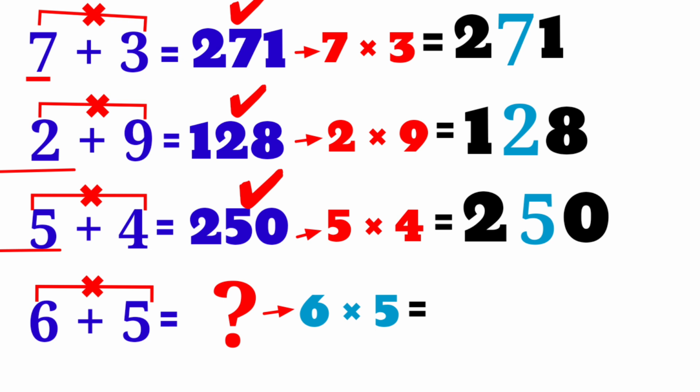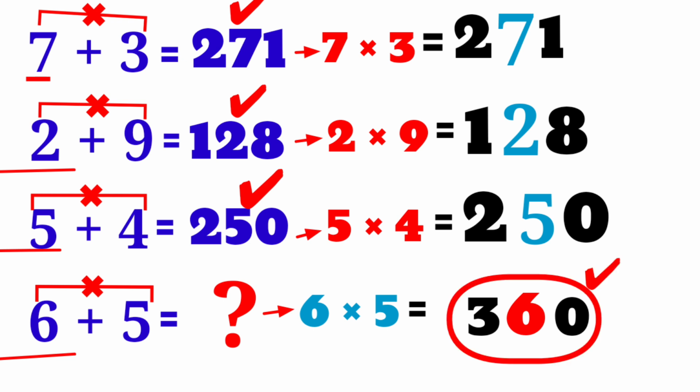Multiplication of 6 and 5 is 30. First term digit 6 is right between the digits 3 and 0. Answer of this sequence is 360. Answer of this sequence 6 plus 5 is equal to 360.